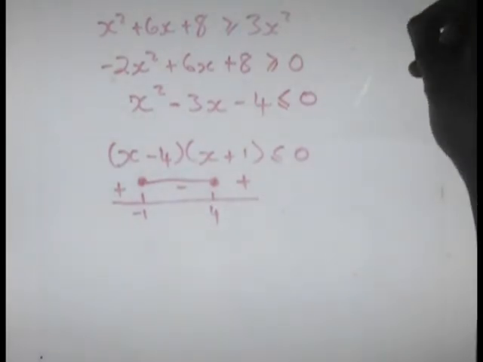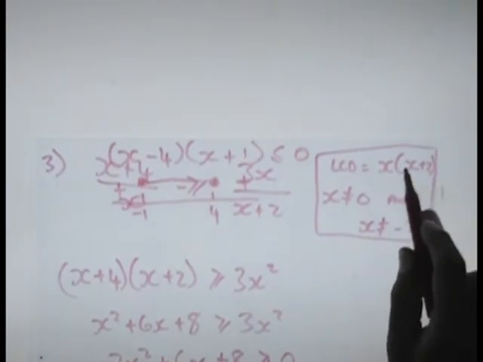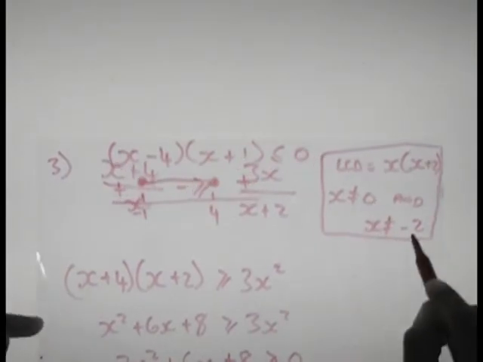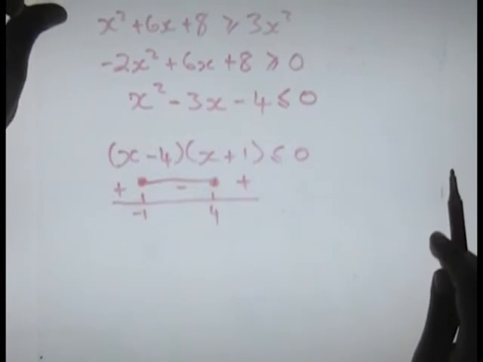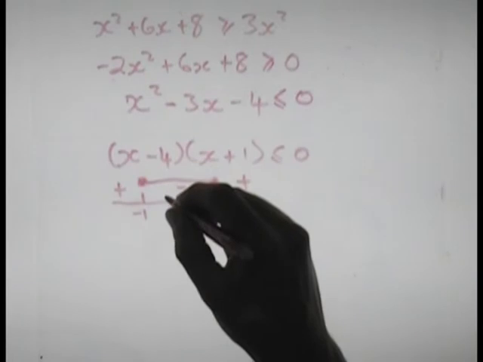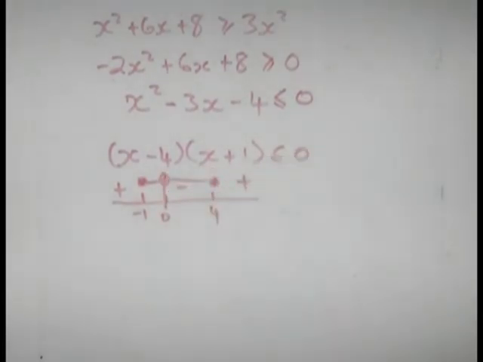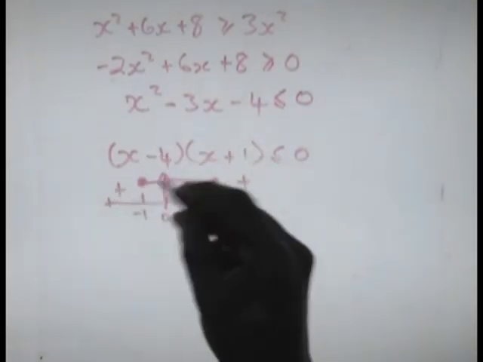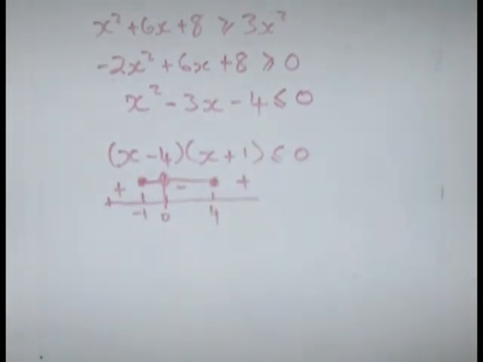Slight problem. Before we continue, our LCD was x times x plus 2, which means that x cannot equal 0 and x cannot equal negative 2. Let us put that on the number line. 0 is somewhere over here. X cannot equal 0. It also can't equal negative 2, but that's beyond the values that we're looking for. We're only looking between these two.